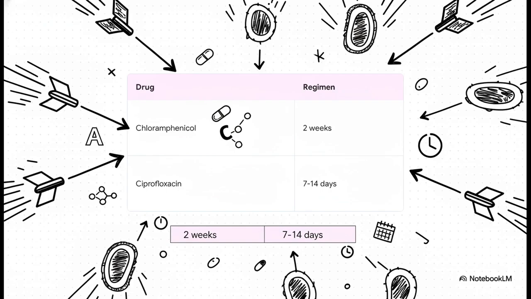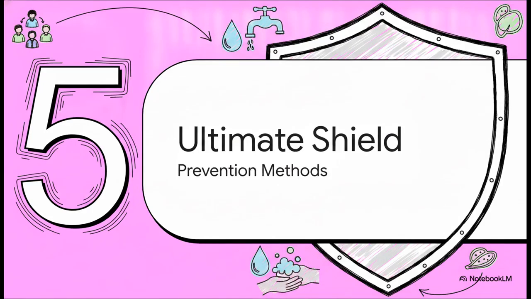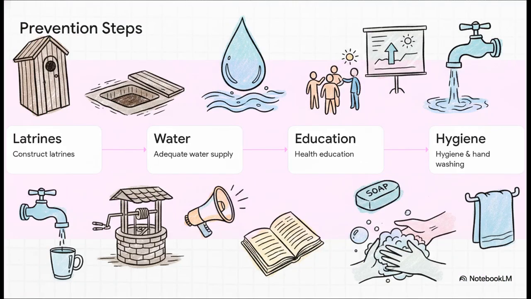And finally, Section 5, Building Your Ultimate Shield. Preventing typhoid fever actually connects massive, large-scale community infrastructure right down to your everyday individual actions. Just look at these steps. It starts macro, proper latrine construction and ensuring an adequate, clean water supply to entirely sever that fecal-oral transmission route.